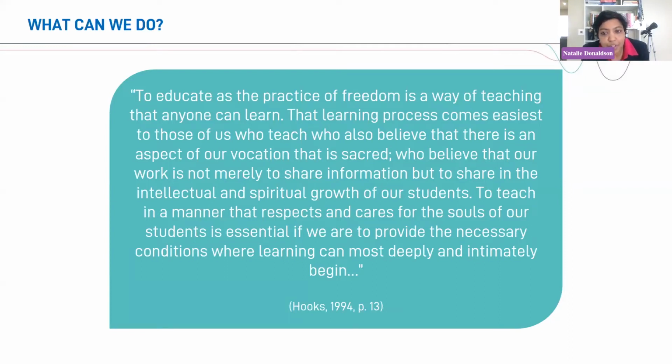And my favorite quote related to education is this one that you see on your screen now, which is from Bell Hooks, where she argues that to educate as a practice of freedom is a way of teaching that anyone can learn. That learning process comes easiest to those of us who teach, who also believe that there is an aspect of our vocation that is sacred. We believe that our work is not merely just to share information, but to share in the intellectual and spiritual growth of our students. To teach in a manner that respects and cares for the souls of our students is essential if we have to provide the necessary conditions where learning can most deeply and intimately begin.